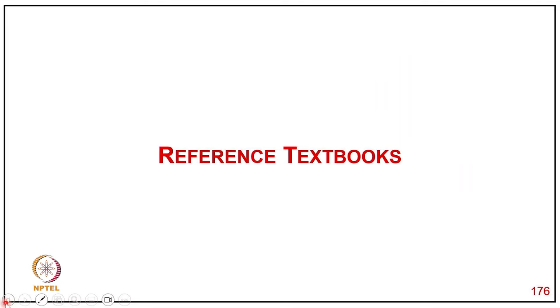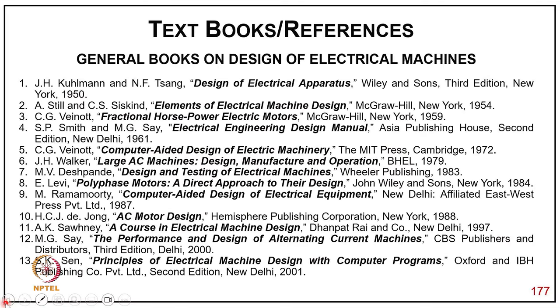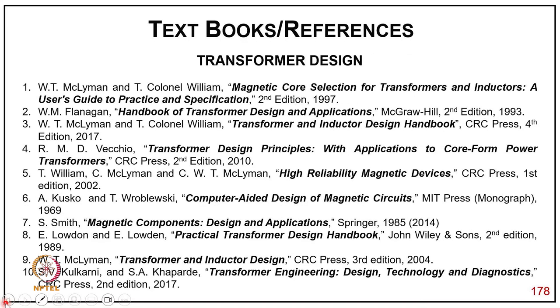And of course, these are the steps, and now these are some of the references on general books on design of electrical machines, starting from Kuhlmann and Neffing's book of 1950, Siskind's book and Winnett's book, on different parts. So these are some of the general books available on electrical machine design, followed by a specific book on transformer design.